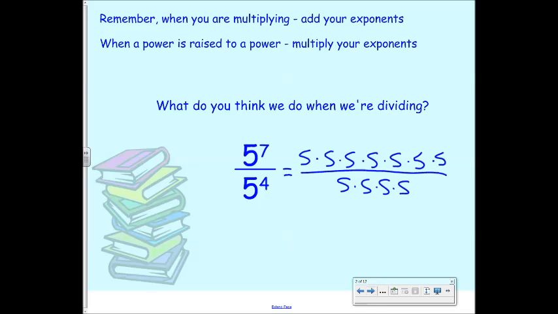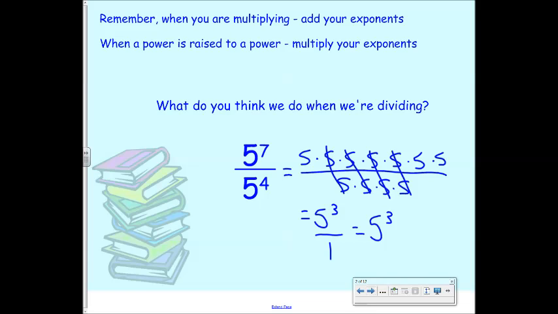So how many 5s can I cancel out here? 4, because I have 4 on the bottom. And then how many do I have left? Where? Up the top. Do I have to write it like this, or can I just write 5 to the 3rd? As long as it's on the top, you can just write 5 to the 3rd. What if it were flipped? You'd put a 1 on the top, and then it'd be 5 to the 3rd on the bottom.